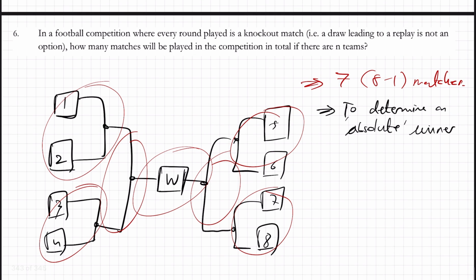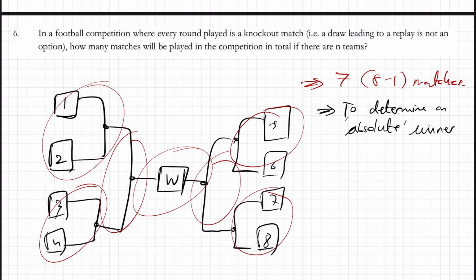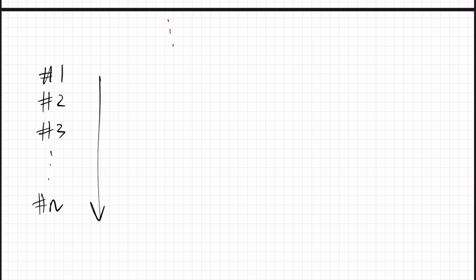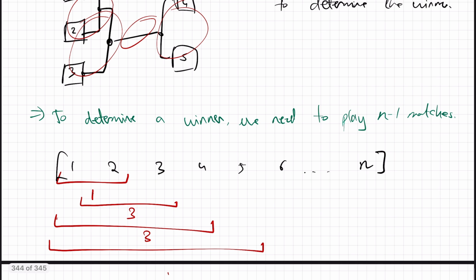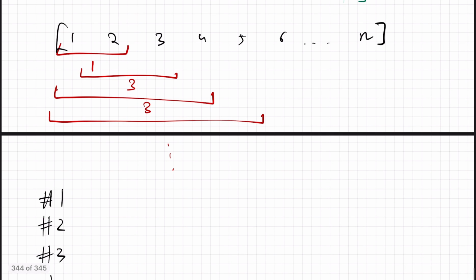But now the question doesn't just ask to determine a winner. It says how many matches will need to be played in total. So perhaps it wants to know how we can determine the overall standings. So we have number 1, number 2, number 3, all the way up to number n. How many matches will we need to play to determine these standings? Because right now, if we play these n-1 matches, we will know who the ultimate best is.